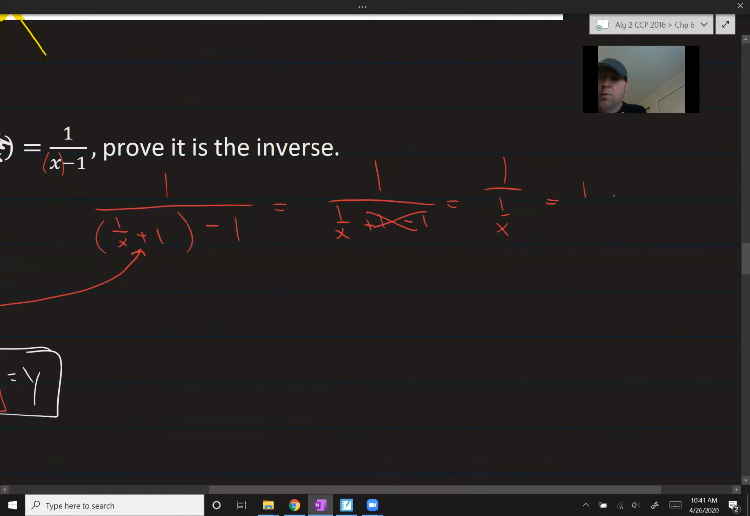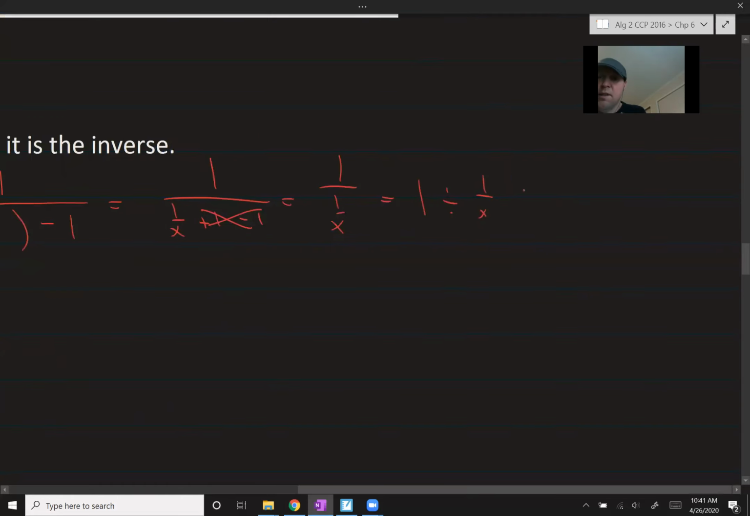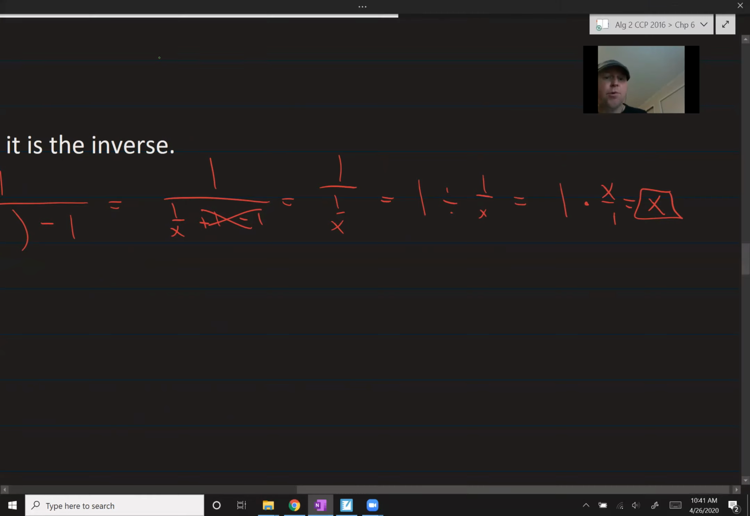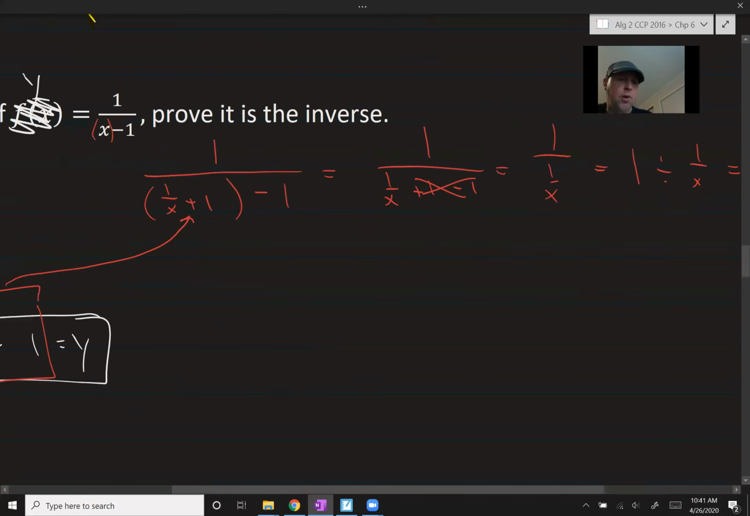Yeah, that's 1 divided by 1 over x, which is actually 1 times x over 1, right? Look at that. The first half we did prove. Now, it's pretty rare, but sometimes you can prove one and get the other one to prove that it's not. So we're going to work both ways.